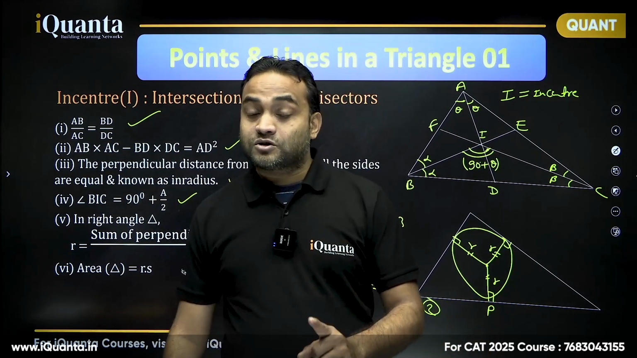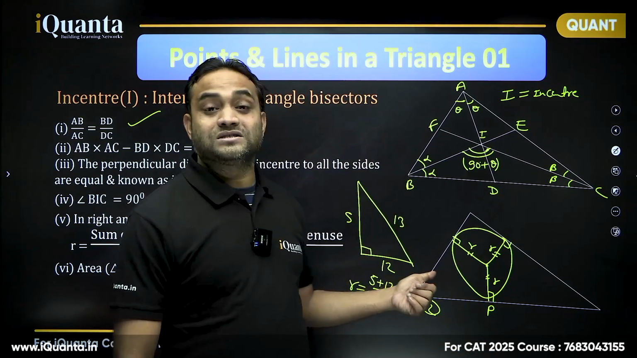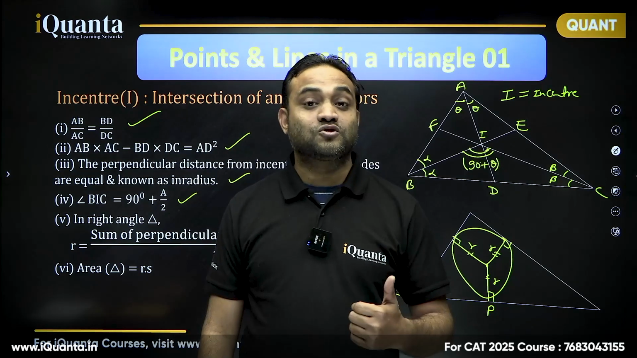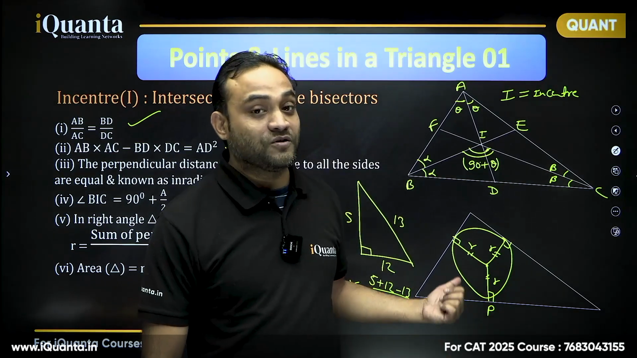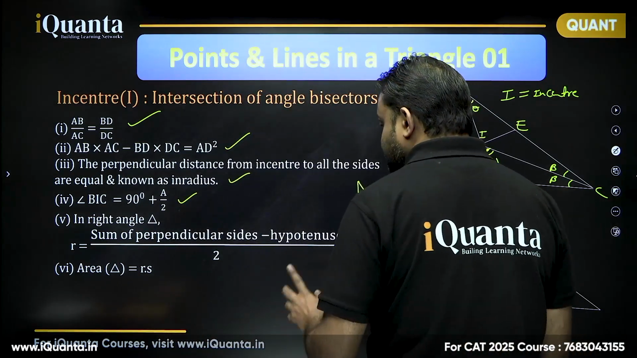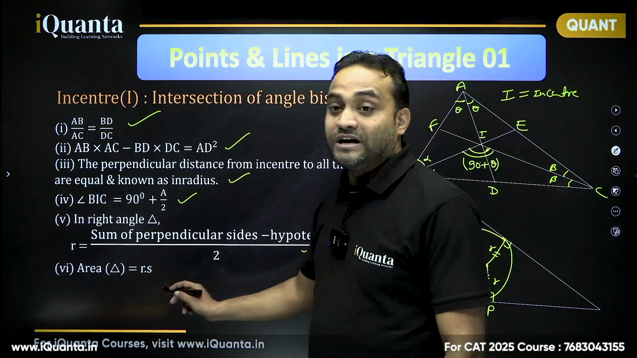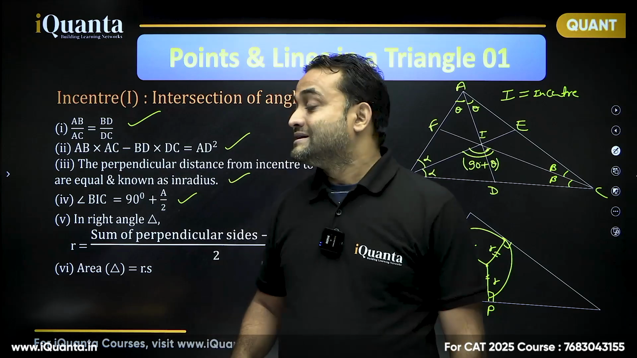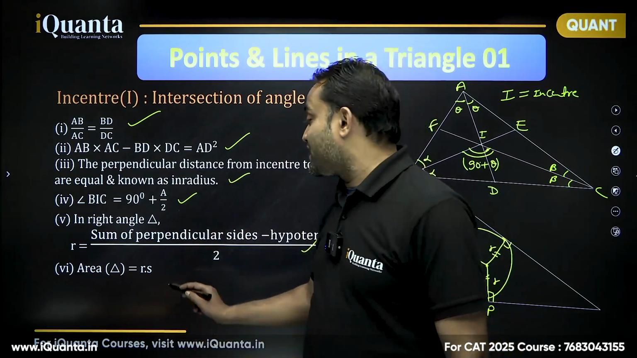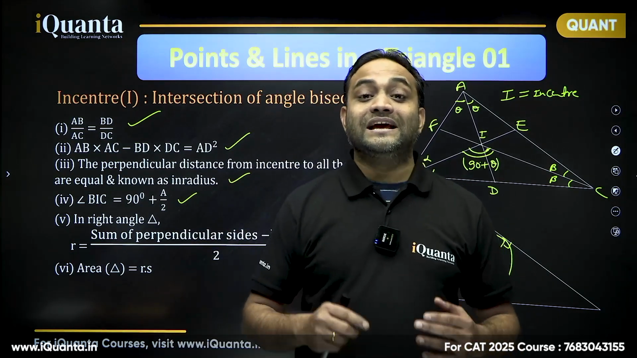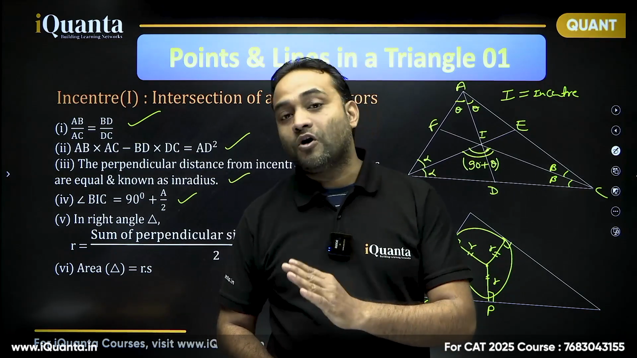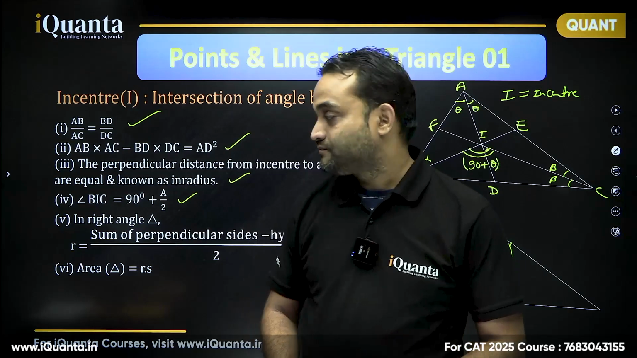Now, there was a question related to same concept, exactly same concept in CAT 2024 slot 1. So you can understand the importance of these concepts. Then sixth point, this is generalized. We have also talked about this in previous video, that area of any triangle is R into S, where R is inradius and S is the semi perimeter, means sum of all three sides divided by 2.